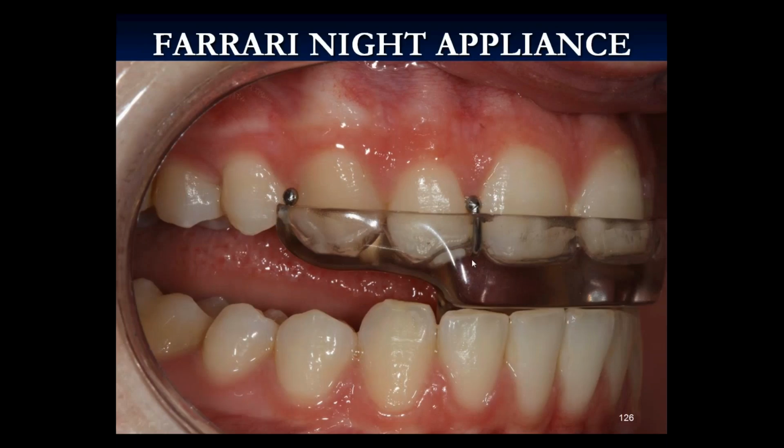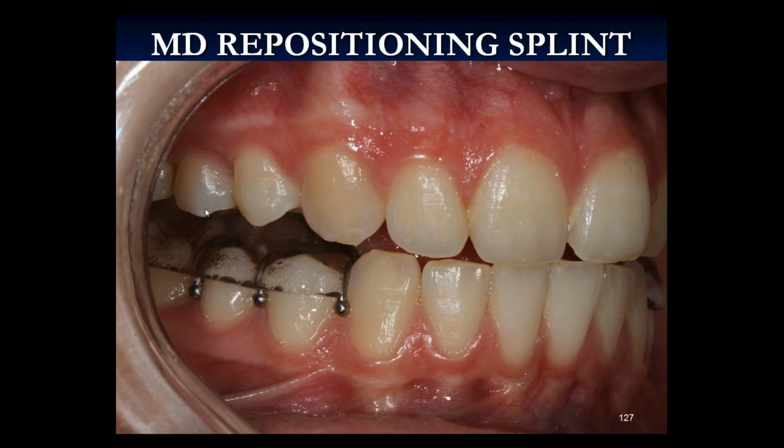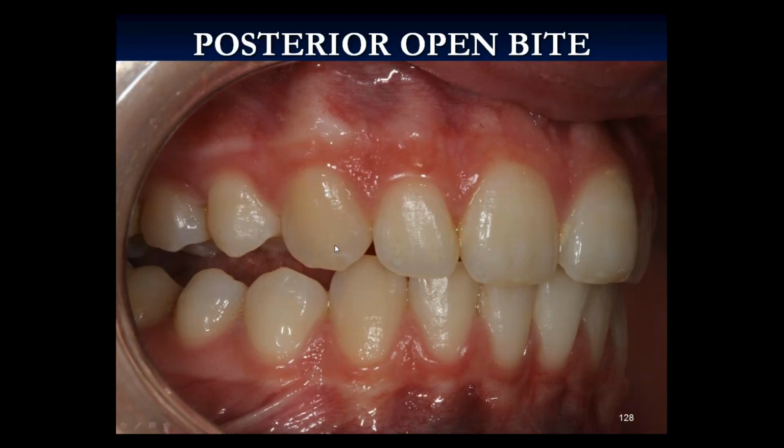Okay, so there's the Ferrari night appliance when they clench and grind. There's the repositioning splint to prevent the clicking and prevent them from locking. Now, here's what you have to know. You're going to get a posterior open bite. You have to expect that because the jaw now has moved to a more comfortable position. They've stopped clicking, and that's what they look like.